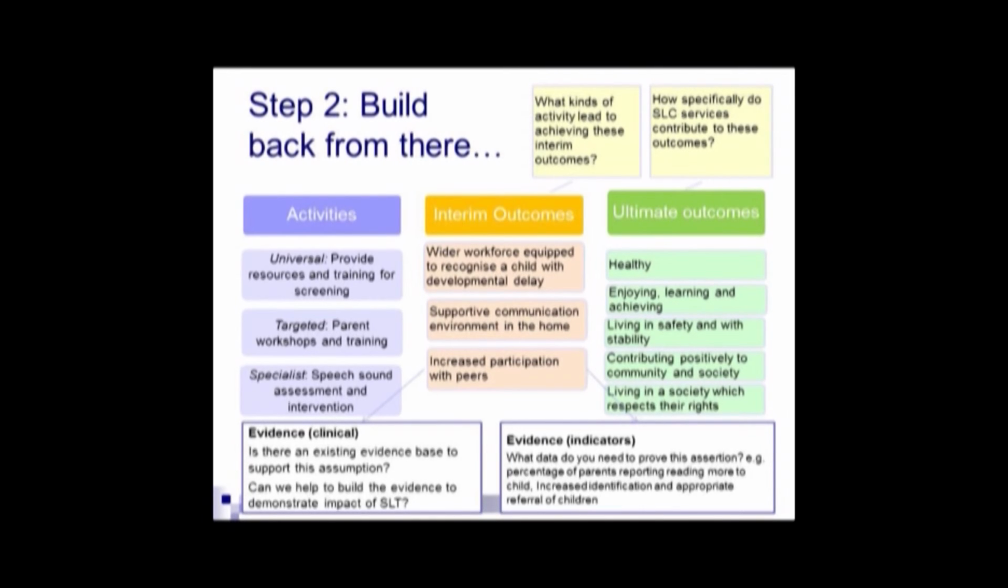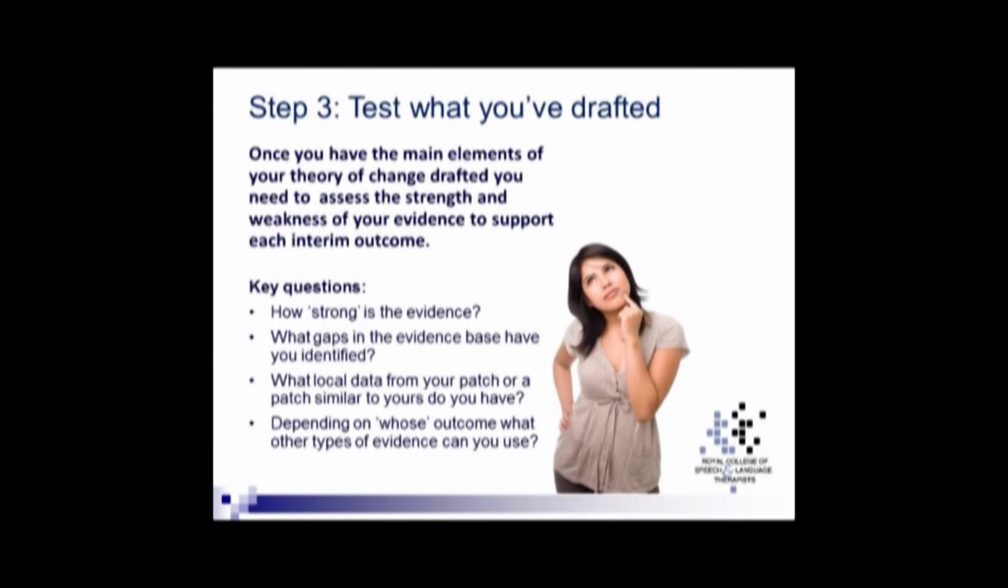Okay, so the next step, test what you've drafted. You've got the main elements of your theory of change drafted, and now you need to assess the strength and weakness of your evidence to support each interim outcome. So how strong is the evidence? What gaps in the evidence base have you identified? And what local data from your patch or a patch similar to yours do you have access to? And depending on whose outcome you're looking to find evidence for, what other types of evidence can you use?